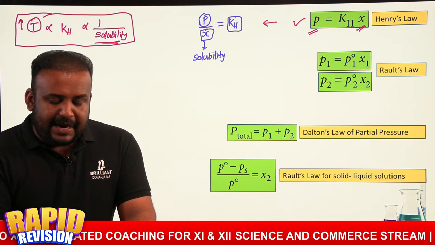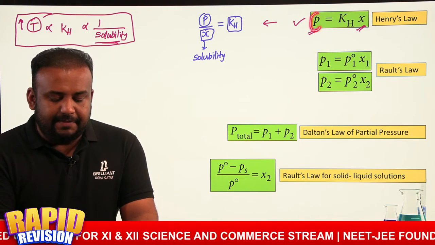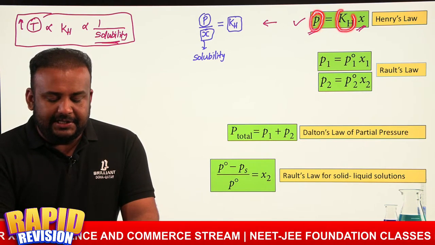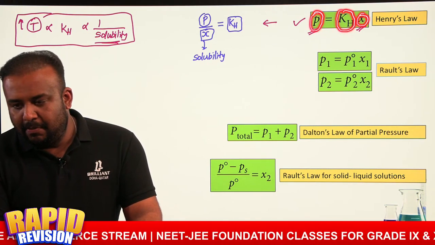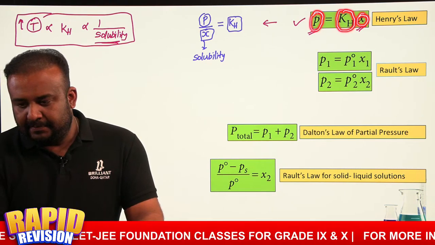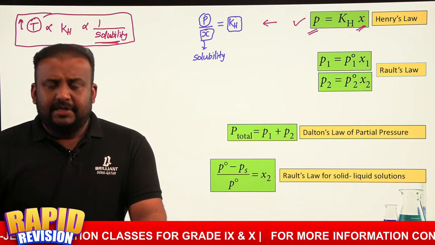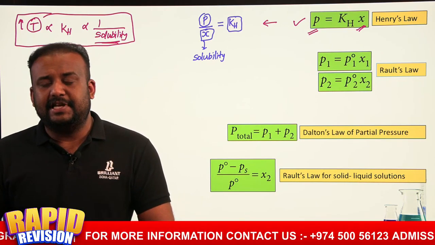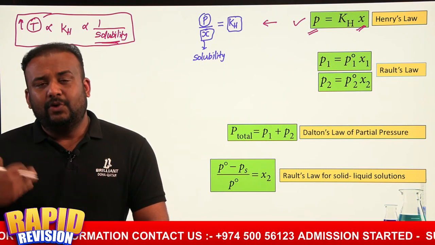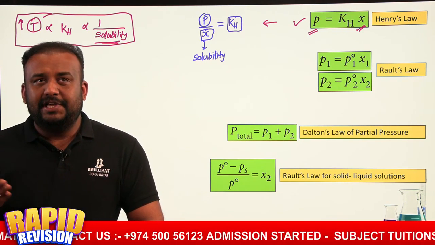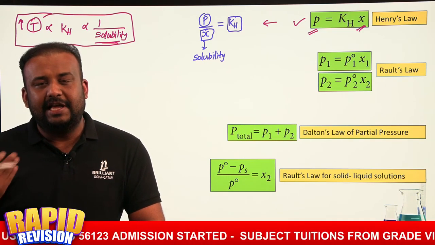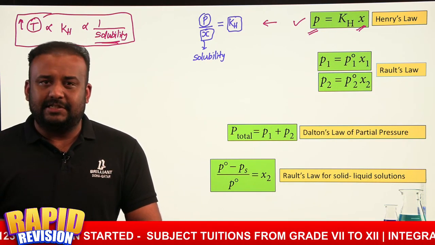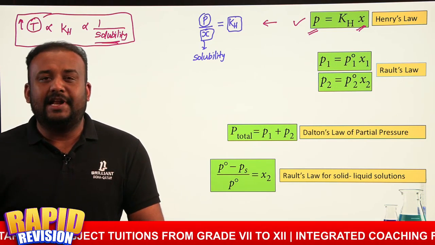Yes, P is the partial pressure, KH is Henry's constant, and X is mole fraction. Right. So here you can see application of this in so many places. For example, if you consider the solubility of the gases and their KH value, if you take a noble gas like helium, its solubility is very less compared to gases like oxygen and nitrogen.